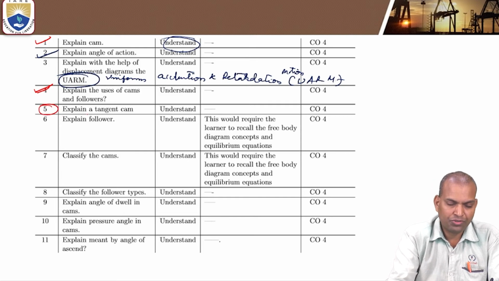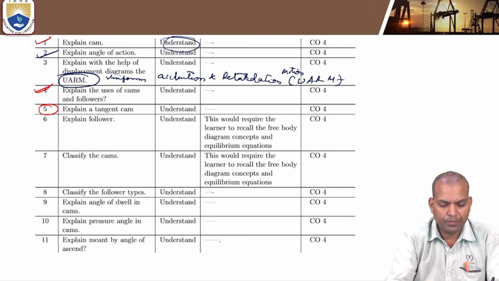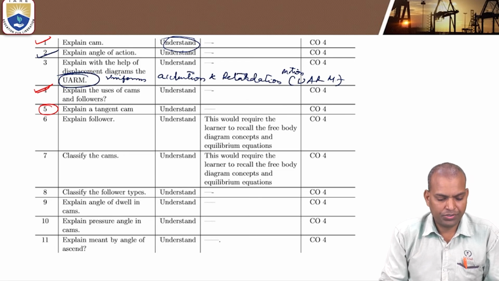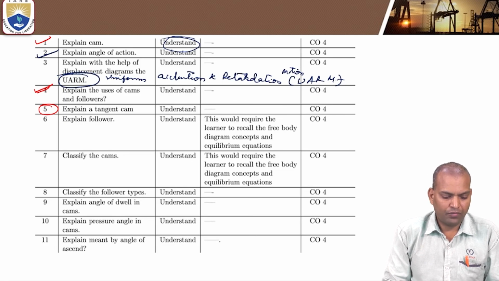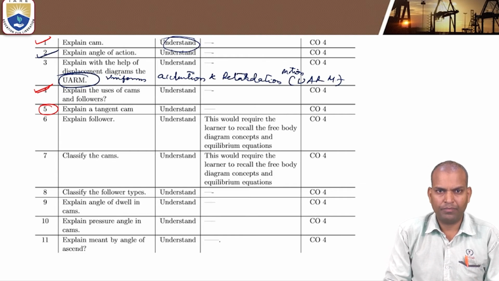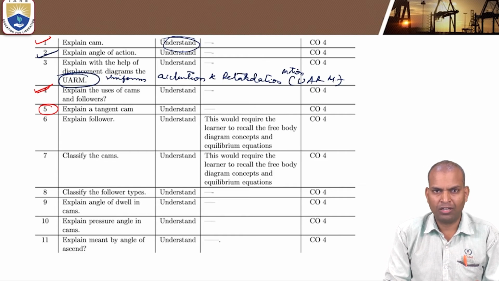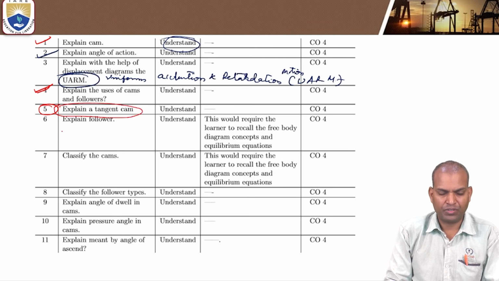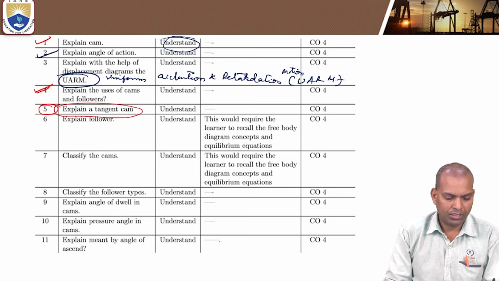There are different types of circular arc cams and tangential cams. Simply, if you want to discuss tangent cams, the surface of that is called the flank. The flank looks tangential to the base circle, the small and larger circles. This portion will be discussed in the synthesis of cams. Now it is coming to the next question. Next level we'll study: now explain follower.